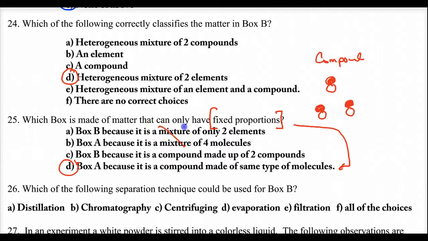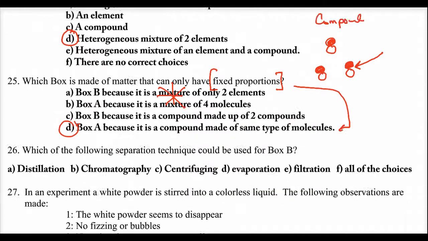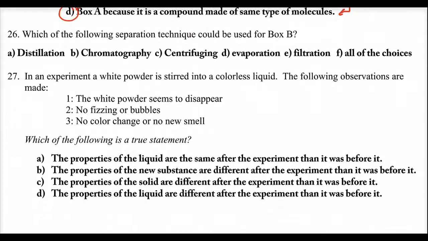Mixtures are not fixed because you can have air with a little bit of oxygen, you can have salt with a little bit of water, you can change how much salt and how much water, but in a compound you cannot change the ratio of atoms in the particle. Okay, number 26. Which of the following separation techniques could be used for box B?